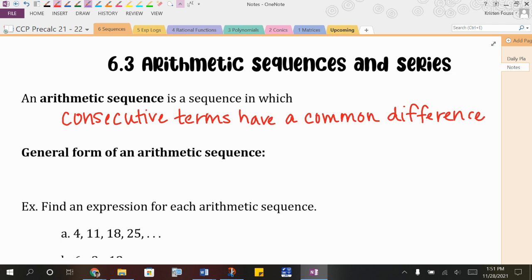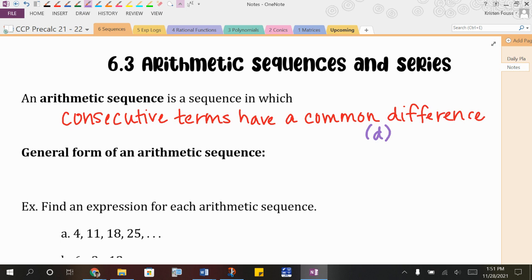So when we go from one term to the next by a common difference, really that means that we are adding or subtracting the same amount both times. We're going to call this common difference D. So if I go from term one to term two, I've added D. And then from term two to term three, I've added D, et cetera, et cetera.